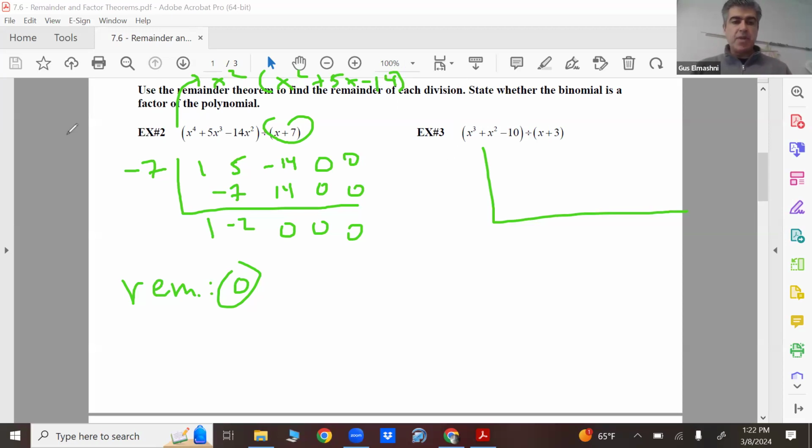Next one. We'll switch colors for a bit of contrast. What do I put on the outside? Negative 3. Perfect. 1, 1, 0, and negative 10.